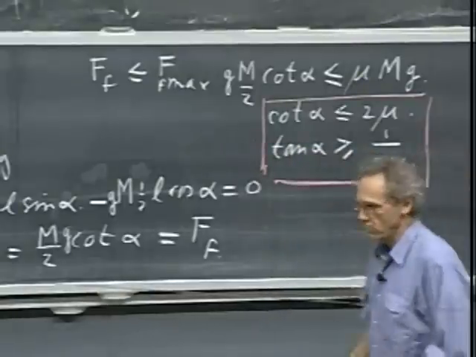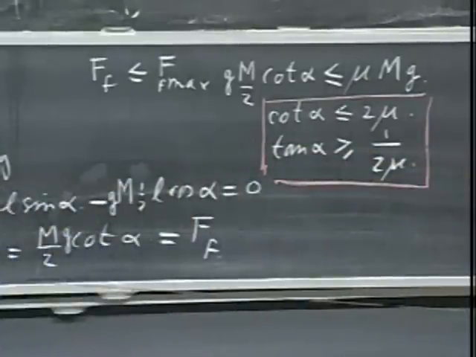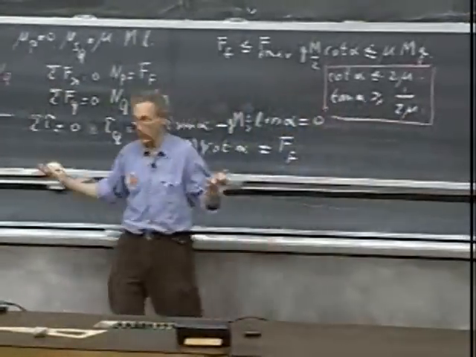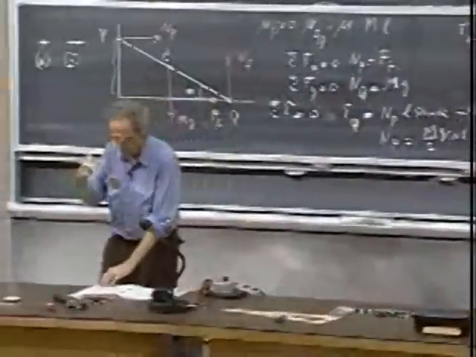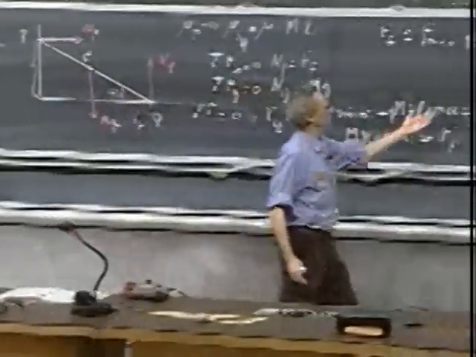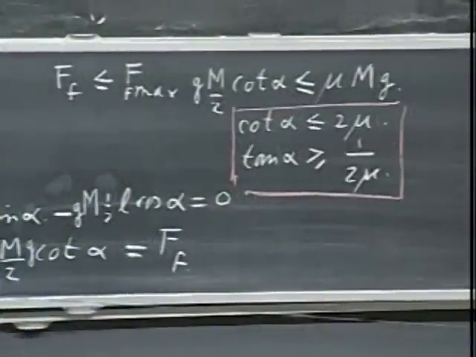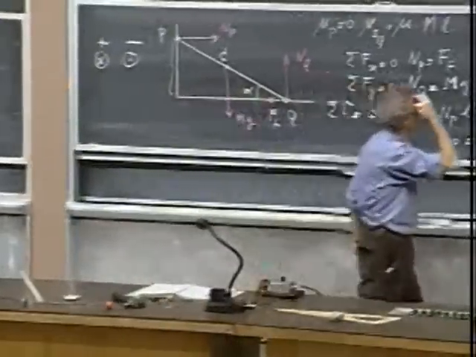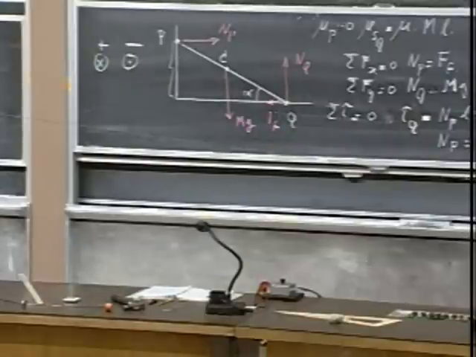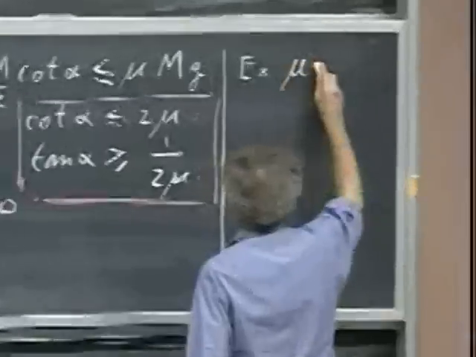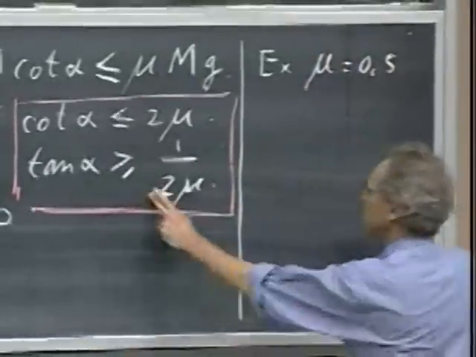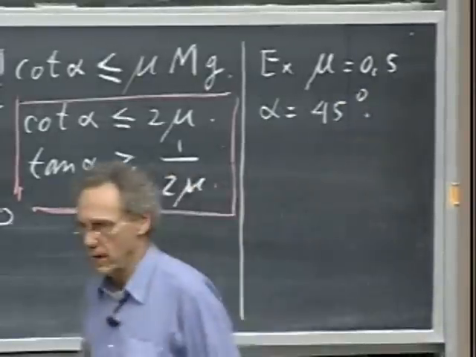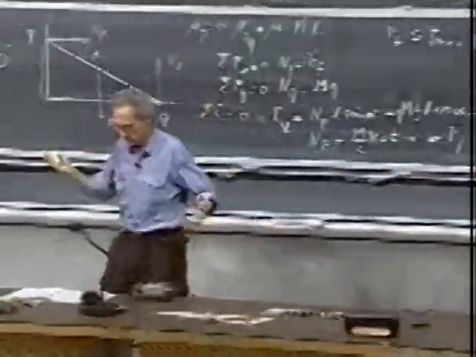When you look at this result, it tells you that the larger mu is, the smaller that angle. And that's very pleasing. That's exactly what you expect. And if mu is very low, then the situation is very unstable. Then it will slide almost at any angle. If we take some numerical examples, for instance, I take mu equals 0.5, then alpha would be 45 degrees. And if the angle is any less, then it will slide.